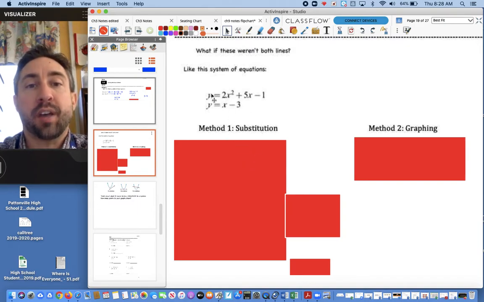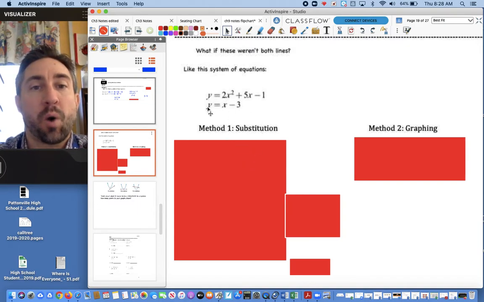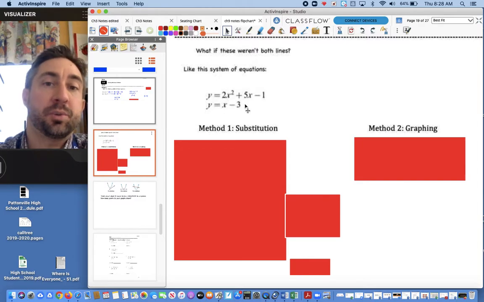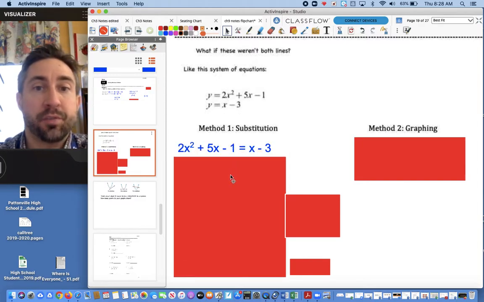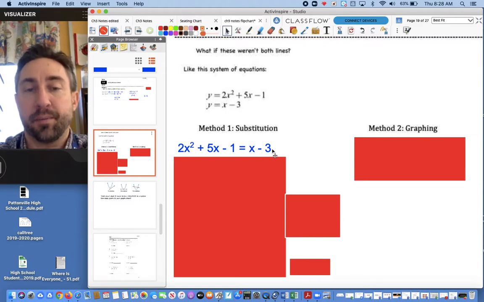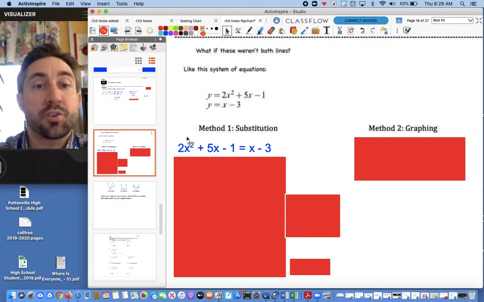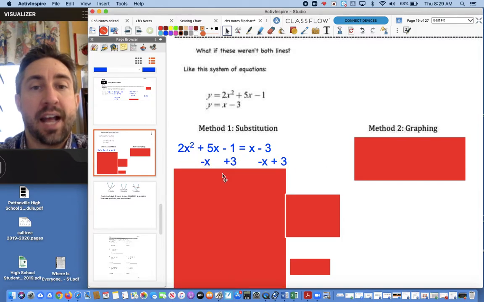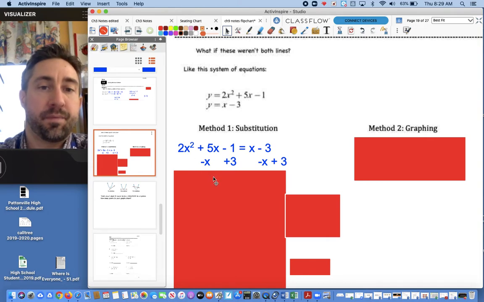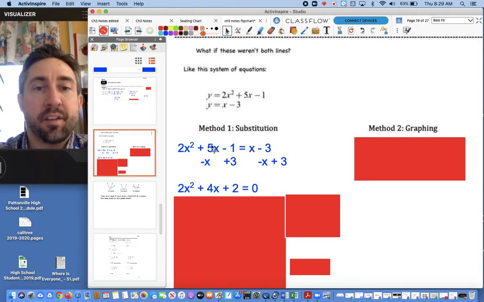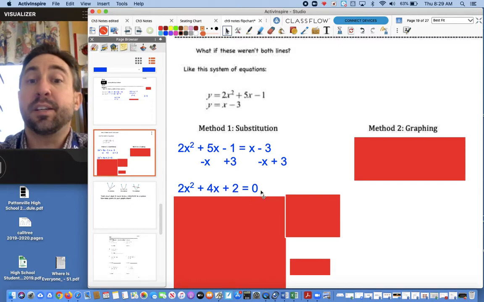So if I were to do this, I would notice that both are equal to y, so these have to be equal to each other. So that's what I would do first. I would set 2x squared plus 5x minus 1 equal to x minus 3. And we have a quadratic, and in order to solve a quadratic, I'd have to move this x over and move this 3 to the other side. So when I combine things, 5x minus 1x is 4x, negative 1 plus 3 is 2, and it's equal to 0.